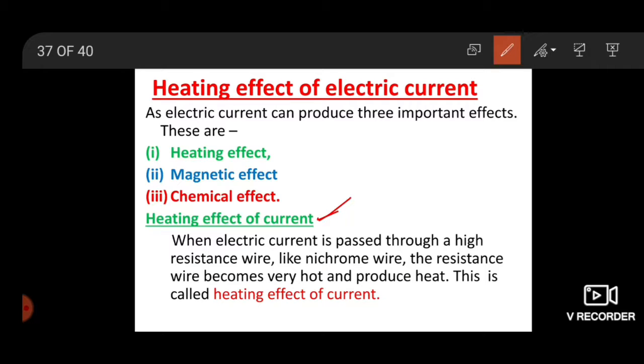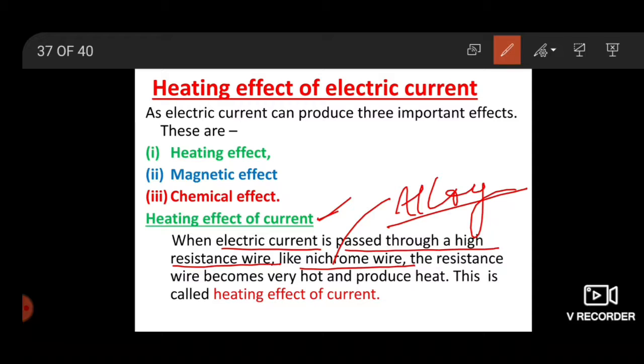What will happen when electric current is passed through a high resistance wire like nichrome wire? Nichrome is an alloy having high resistance. When current is passed through a nichrome wire, it becomes very hot and produces heat. The high resistance of the nichrome wire opposes the flow of current, so it gets heated and produces heat. This is called the heating effect of current.